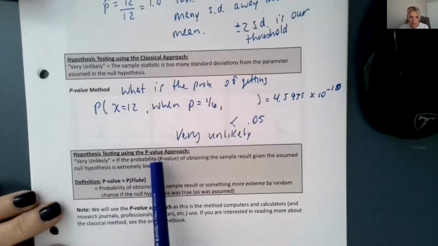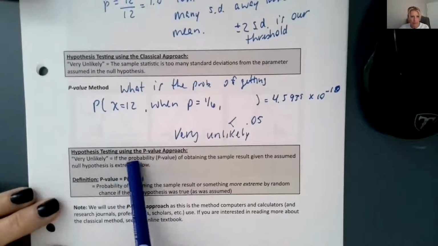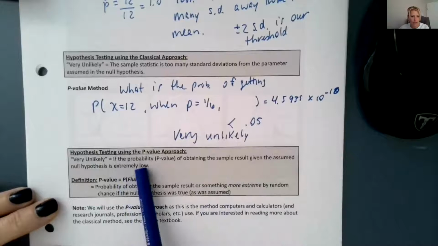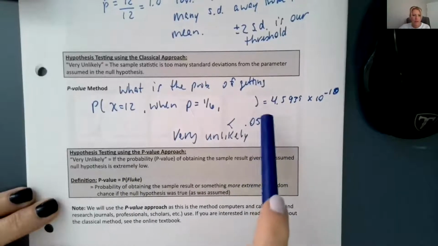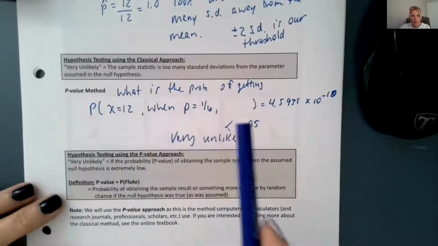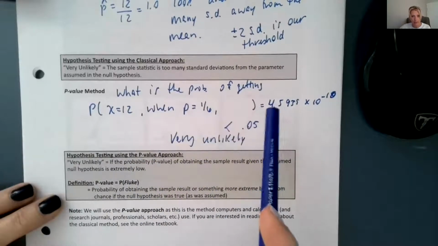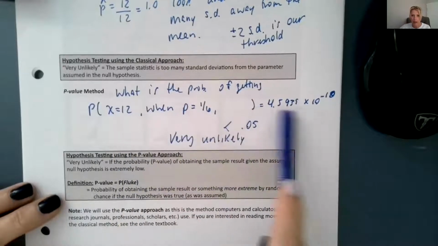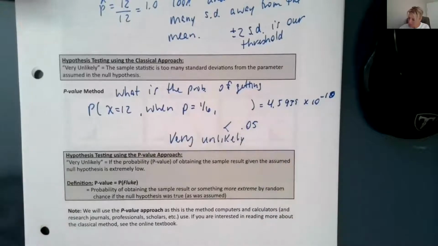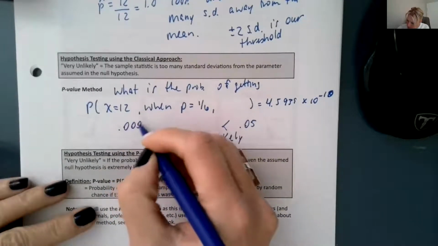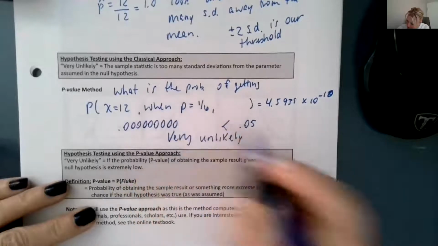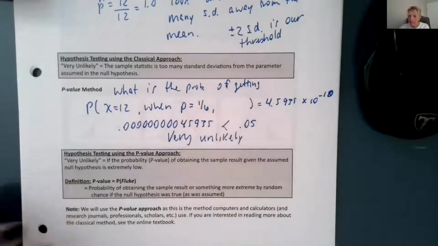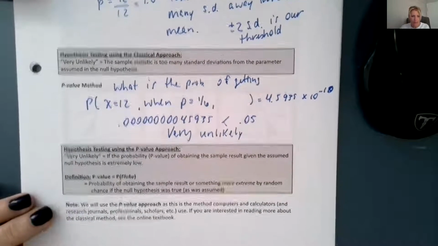So hypothesis testing using the p-value approach. Very unlikely is if the probability or p-value of obtaining the sample result given the assumed null hypothesis is extremely low. So if the null hypothesis is true, that rolling a 5 is 1 out of 6 chances, then the likelihood of getting all 12 of them to be a 5 is this outcome, which is very small. And so we would definitely say that this is very unlikely.